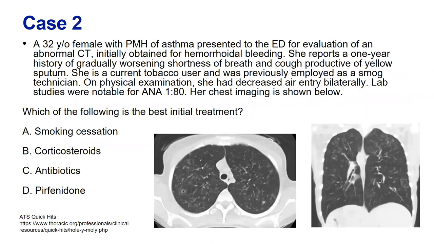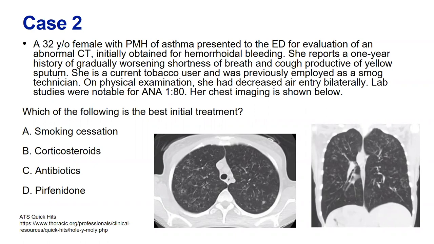So that brings us to case two. Case two is a 32-year-old female with a history of asthma. She came to the ED for evaluation of an abnormal CT. So she has a 1 year history of worsening dyspnea, she has a productive cough, and she's a current tobacco user. She previously was employed as a smog technician.